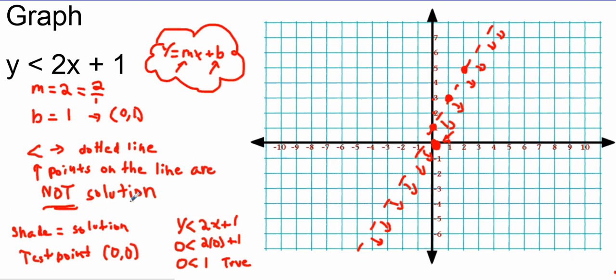Again, it's graphing the boundary line, deciding how to connect the boundary line. Is it a dotted line where the points are not included as solutions, or a solid line where they are included? And lastly, we shade. Three easy steps.